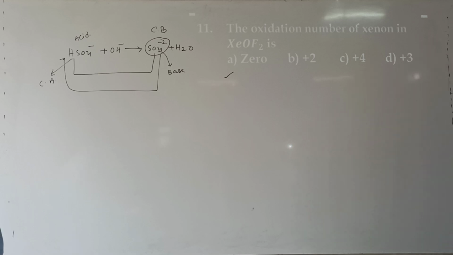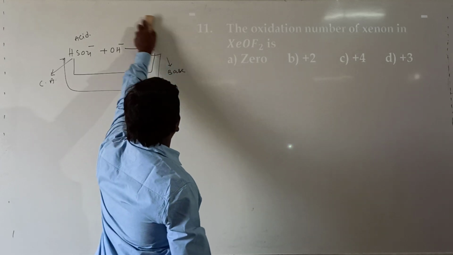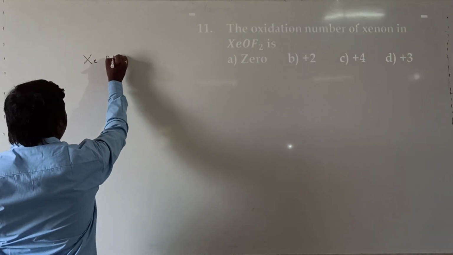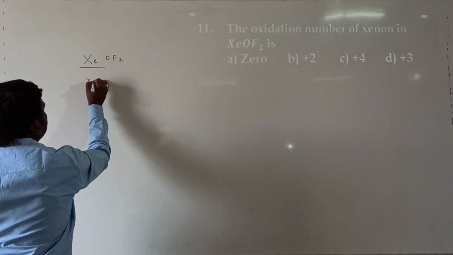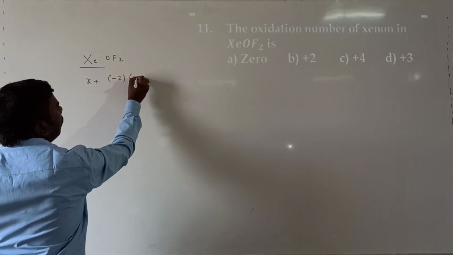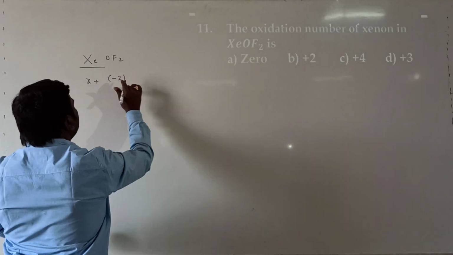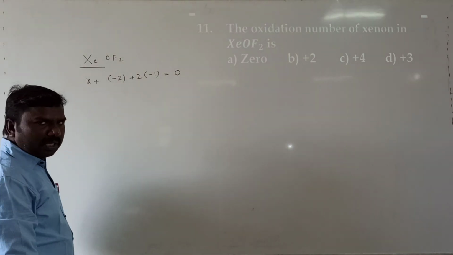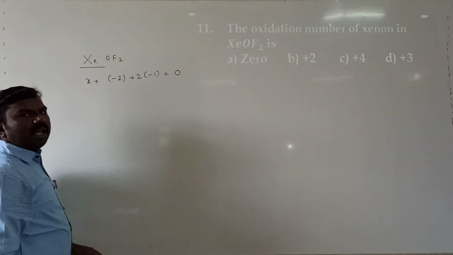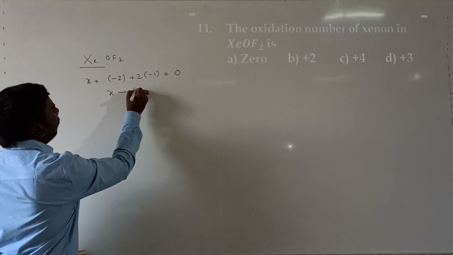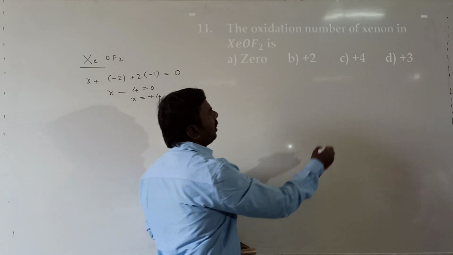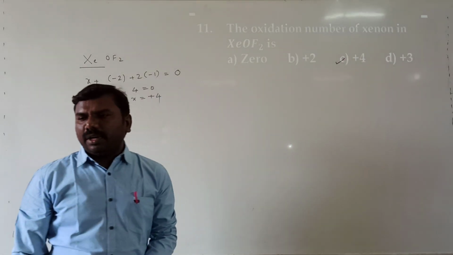The oxidation number of xenon in XeOF2. Calculate all of you. XeOF2: xenon X plus oxygen minus 2, and 2 fluorines are there. That's why each fluorine carries minus 1, totally 2 into minus 1. No charge, so 0. X minus 4 equals 0, X equals plus 4. The answer will be option C. Next.